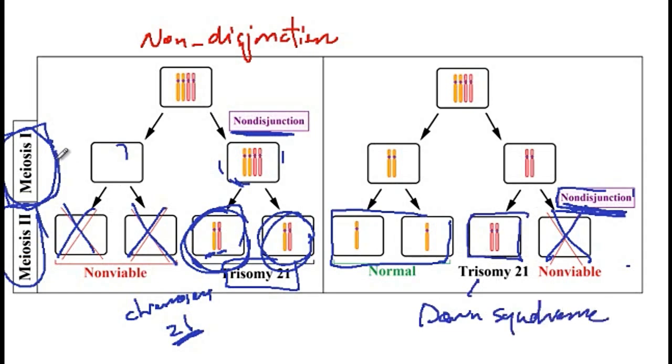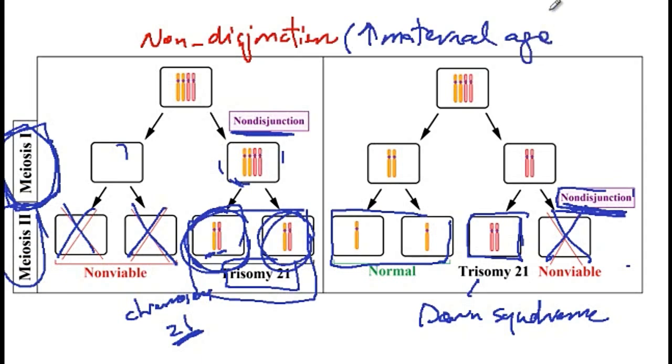So just keep that in mind. If the non-disjunction is in meiosis 1, 100% of the gametes will lead to the development of Down syndrome, versus if it's in meiosis 2, then only 1/3 will lead to the development of Down syndrome. Now I would like to mention that non-disjunction is very closely associated with increased maternal age.